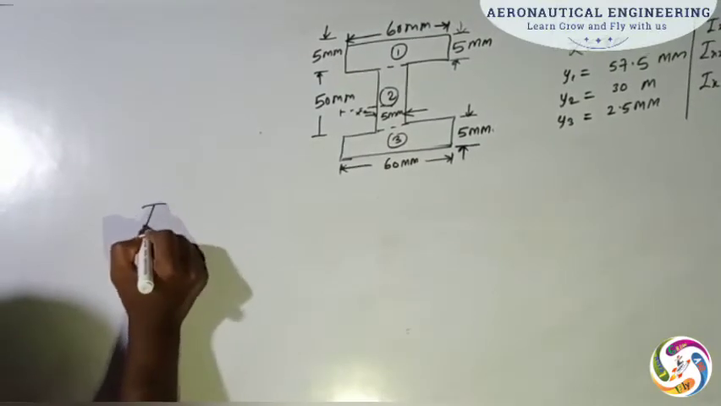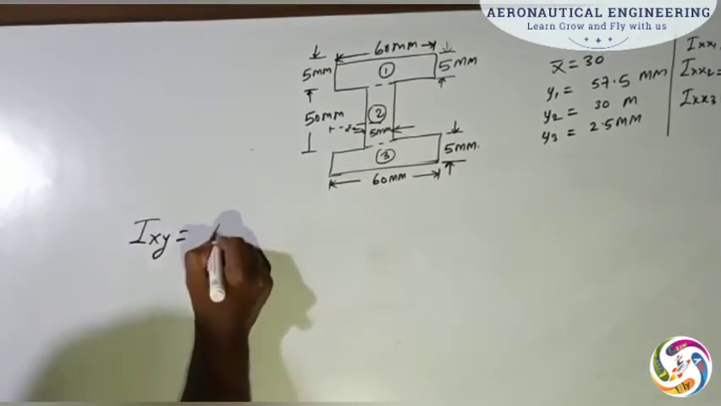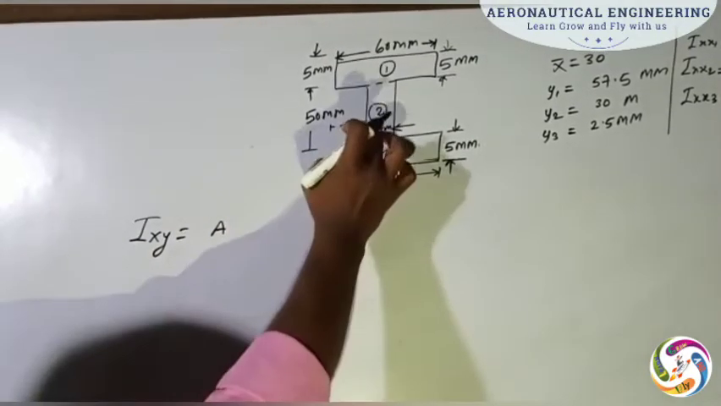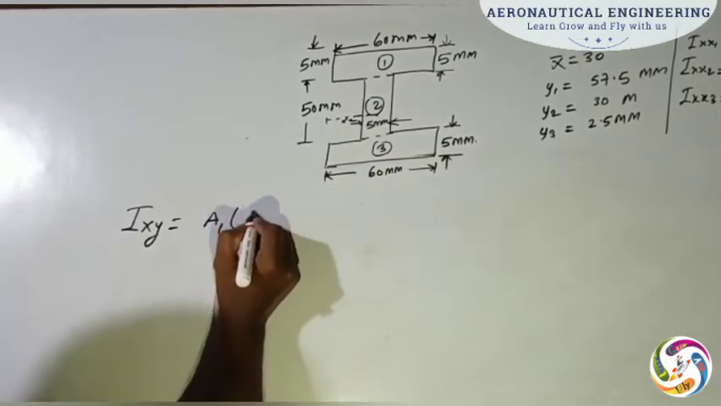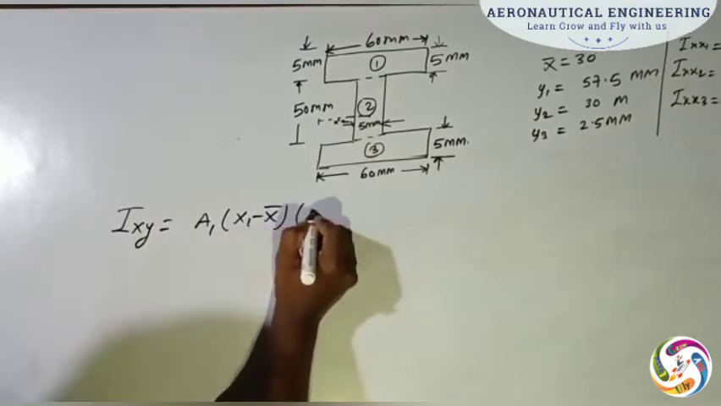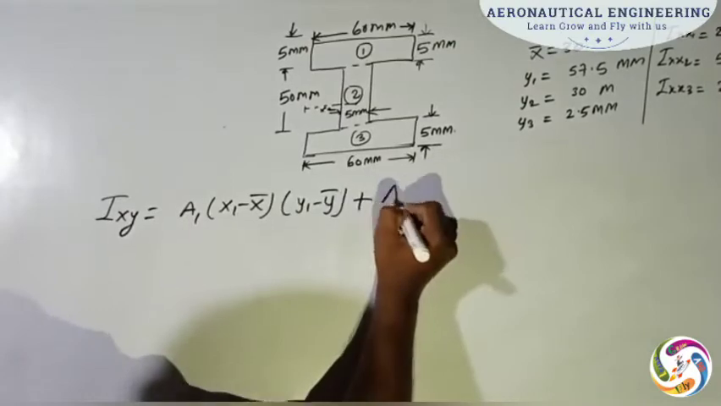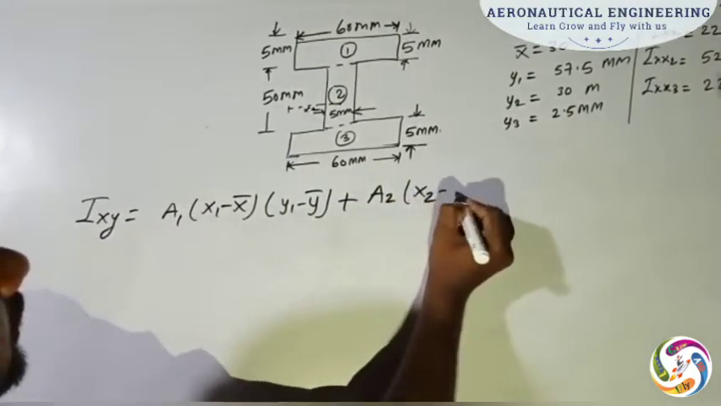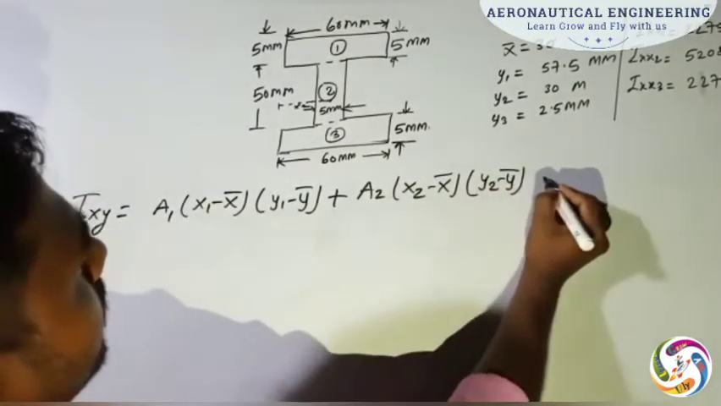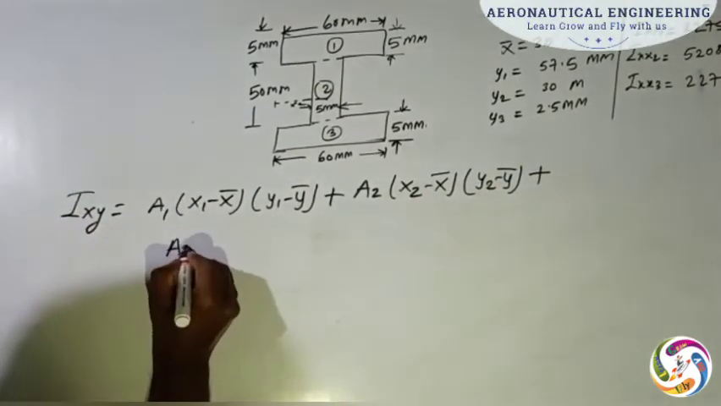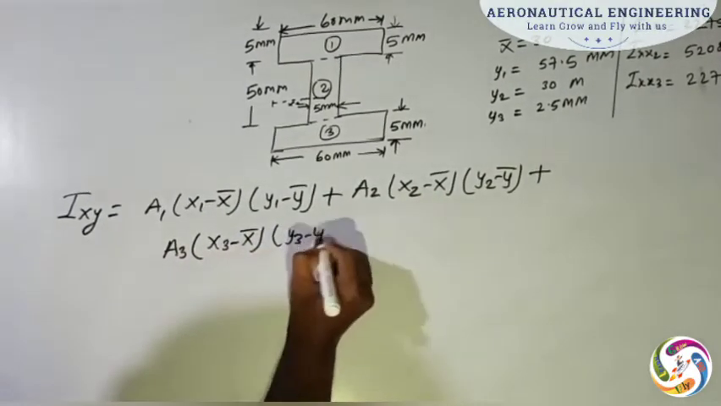Now we have to calculate Ixy. We know the Ixy formula: first section plus second section plus third section. So for the first section A1 times (x1 minus x bar) times (y1 minus y bar), plus for the second section A2 times (x2 minus x bar) times (y2 minus y bar), plus for the third section A3 times (x3 minus x bar) times (y3 minus y bar).